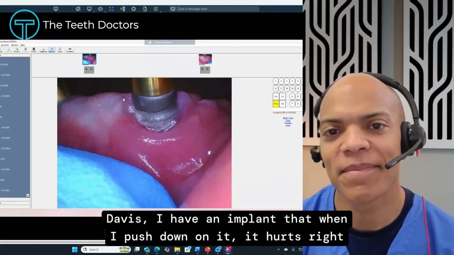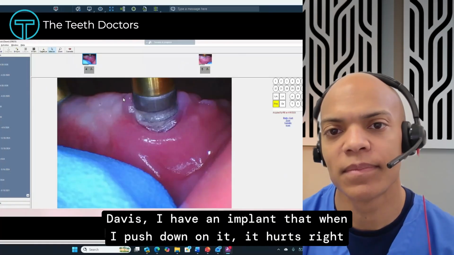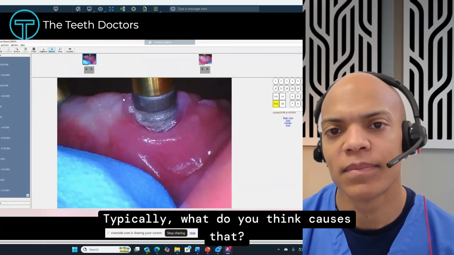Yeah. So, Dr. Davis, I have an implant that when I push down on it, it hurts right at the base where it meets the gum. Typically, what do you think causes that?